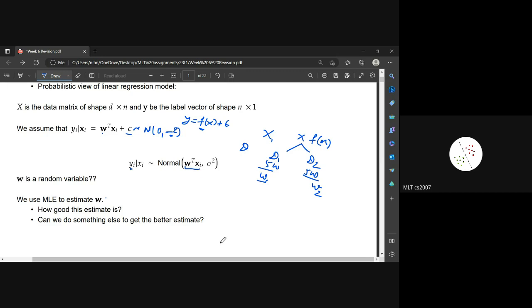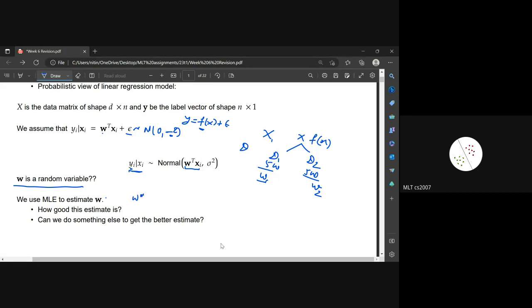So W is a random variable, and all of you must agree on that now, right? W is a random variable, and the randomness comes from the labels, right? Those data sets. Since W is a random variable, we are now trying to find out about the W parameters we estimated using MLE, right?